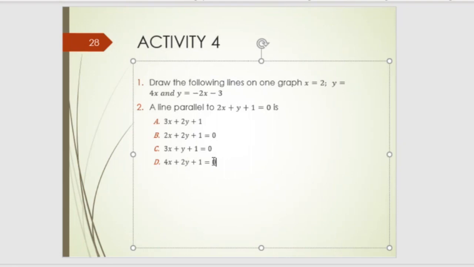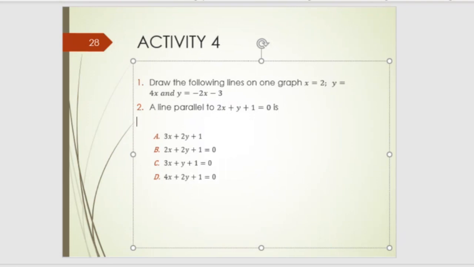Then let's look at this one. A line parallel to 2x plus y plus 1 equals 0 is which one? So this is like a possible exam question that you find, where they just give you a parallel line to 2x plus y plus 1 equals 0, which one, right? Now let's see, by just going through how it is. I can see 2x plus y plus 1.